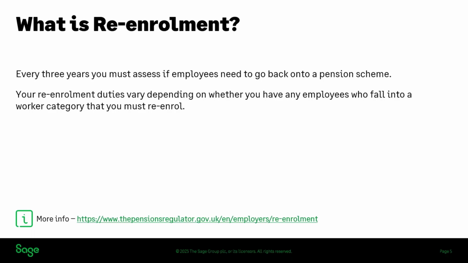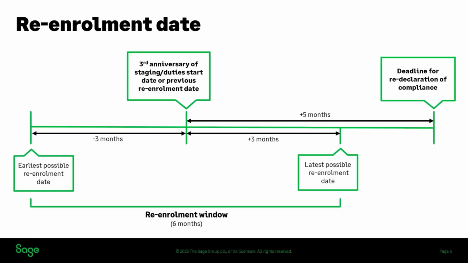So your re-enrollment duties will vary depending on whether you have any employees who fall into a worker category that you must enroll, like I just mentioned there. So if you've got eligible employees who have opted out, they'll need to be re-enrolled. Eligible employees who are already in, they'll need to stay in. And of course, non-eligible and entitled will not have too much to do for those guys.